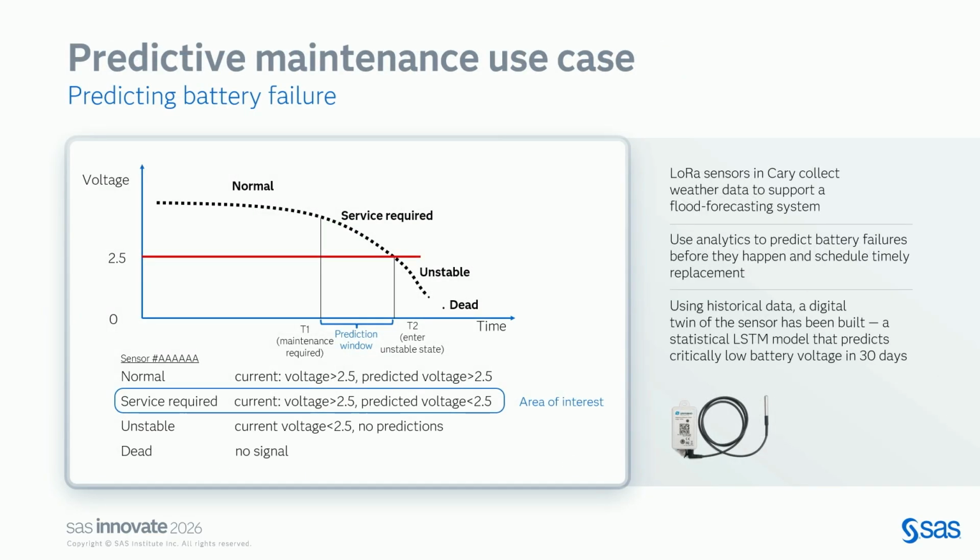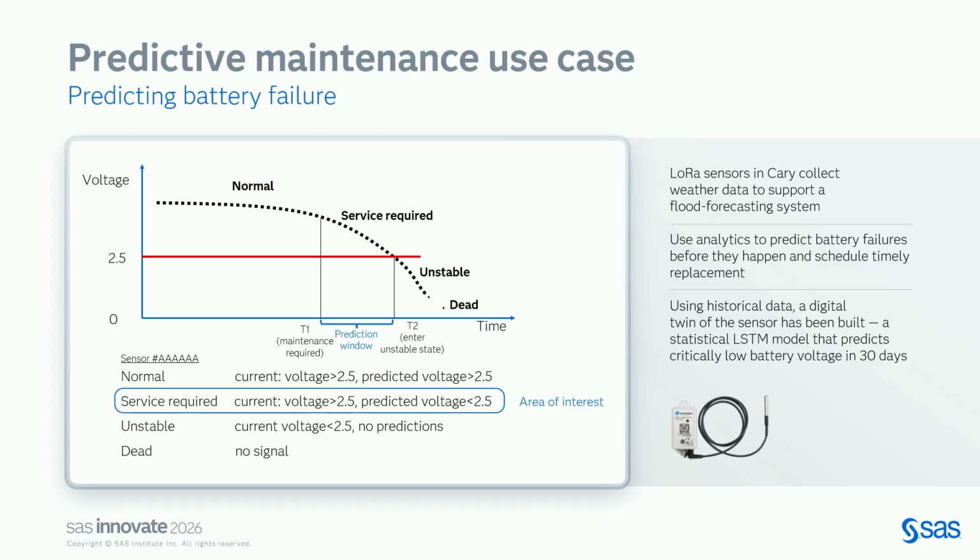Now for today's super demo, we are going to look at a predictive maintenance use case. In Carry, we have a flood prediction solution that consists of a network of sensors, and all of these sensors are powered by batteries. But we always want to make sure that this critical sensor network is working, such that we need to make sure that we timely replace these batteries such that we get data from all of these sensors.